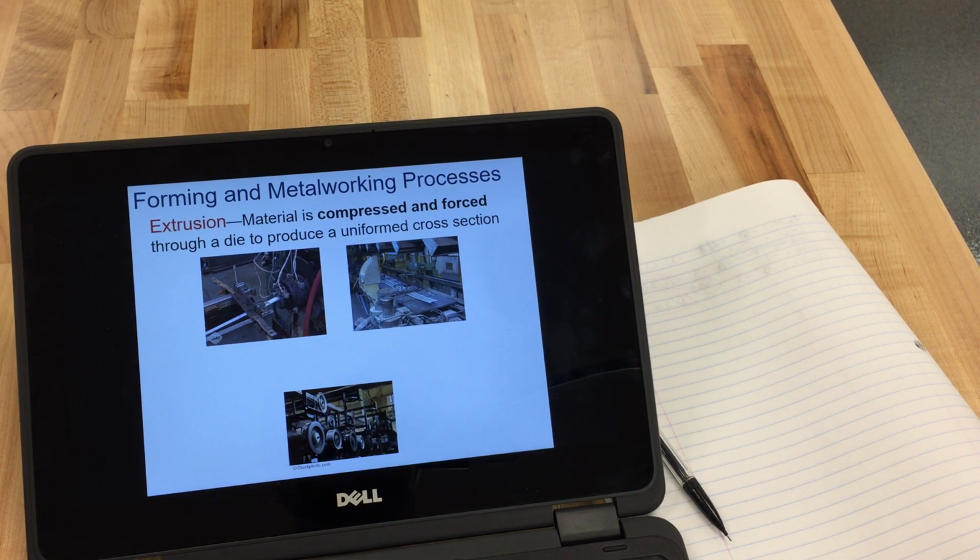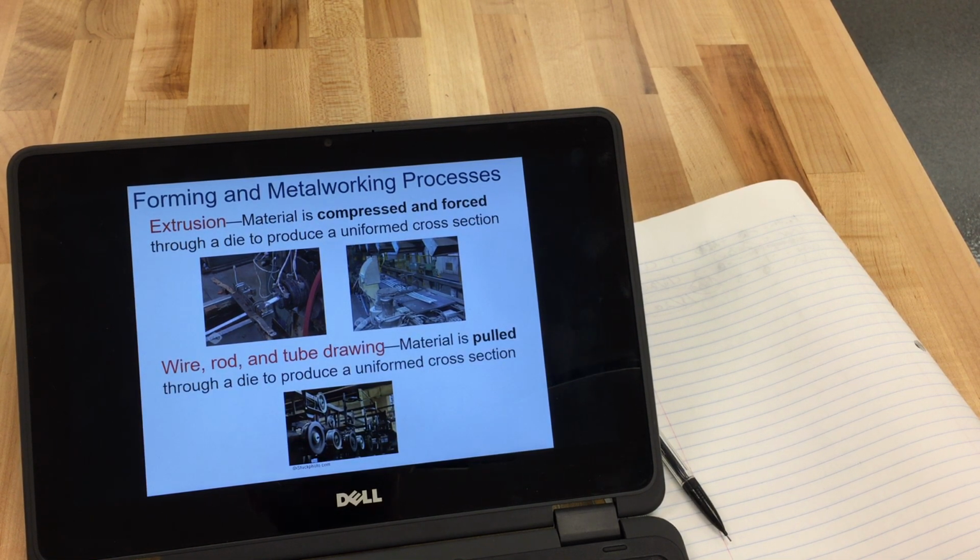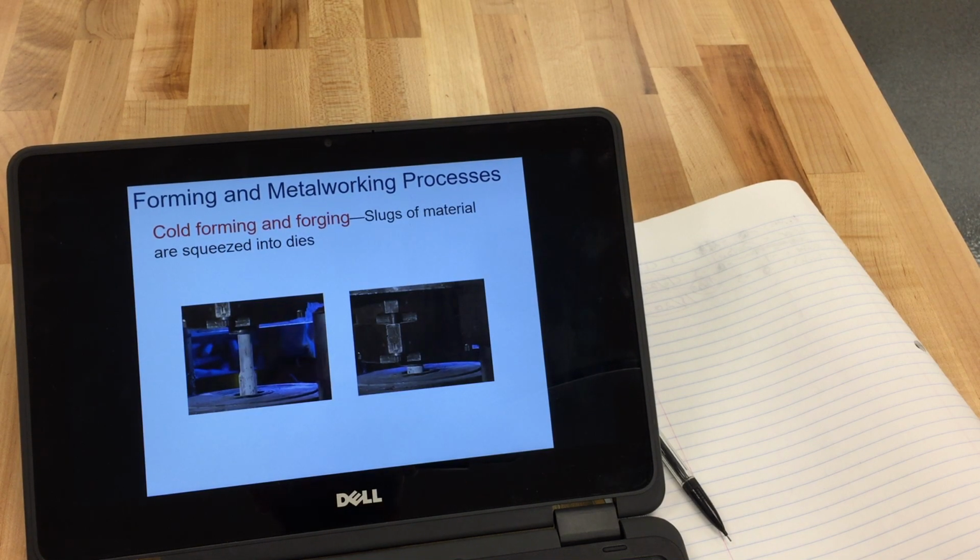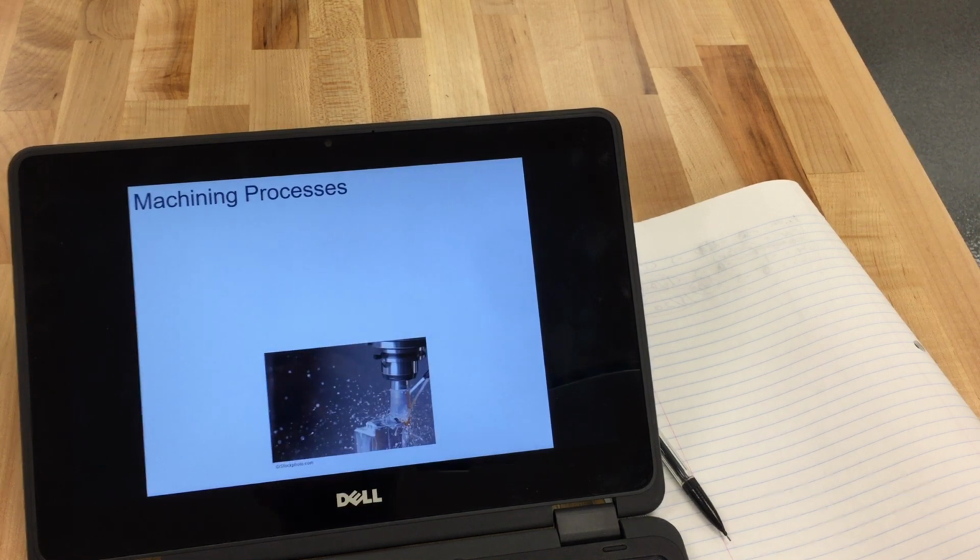Extrusion is where material is compressed and forced through a die to produce a uniform cross-section. So this would be like a tube, or think of the way 3D printer filament is made, it would be the same way, the plastic tube. Wire rod and tube drawing, once again. Cold forming and forging, so slugs of material are squeezed into dies through cold forming.